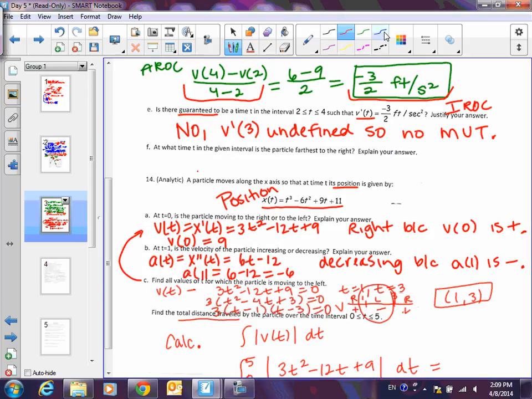Let's go ahead and move on to part F. So here, I want you to cross out, explain your answer. That really wouldn't be here on part F. It says, at what time t in the given interval is the particle farthest to the right? 5. What does everybody else think? He's right. 3.